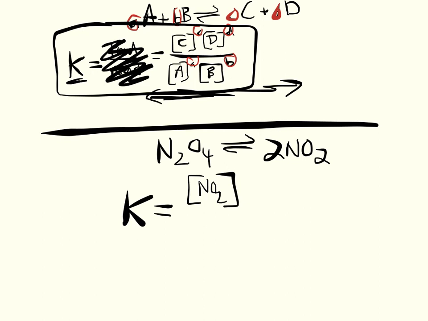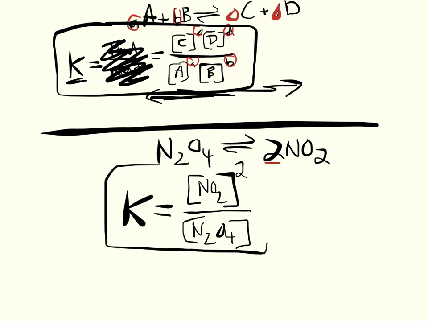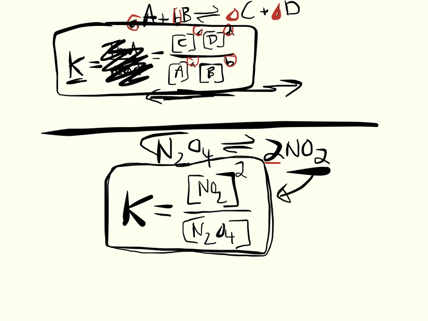And the coefficient of NO2 is 2, so we need to write NO2 squared all over the concentration of the reactant, which is only N2O4, the coefficient of which is a 1, so we just leave it as so. So this would be the equilibrium expression for this reaction. What we'll do in class is we'll talk about plugging in numbers and what the equilibrium constant actually tells us for a different set of conditions. But this is what you need to be able to do, is to write this given any equation.